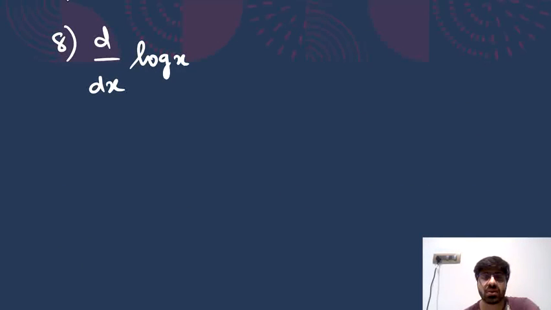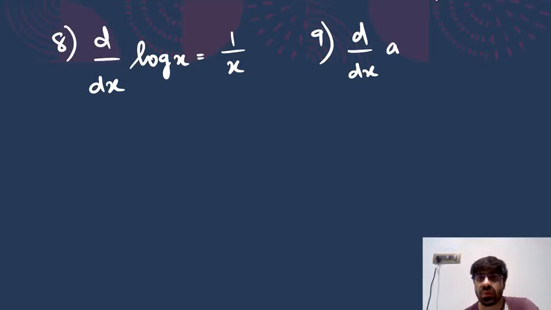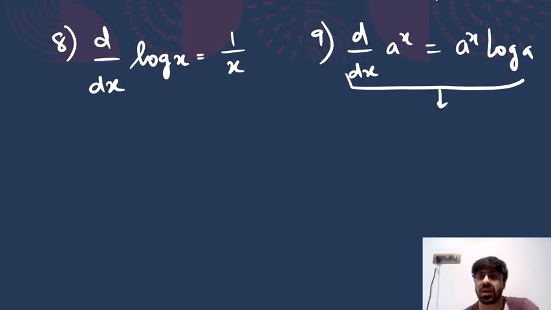Derivative of log x was equal to 1 upon x. Derivative of a power x was equal to a power x into log a. A small inference of this was that derivative of e power x will be equal to e power x.